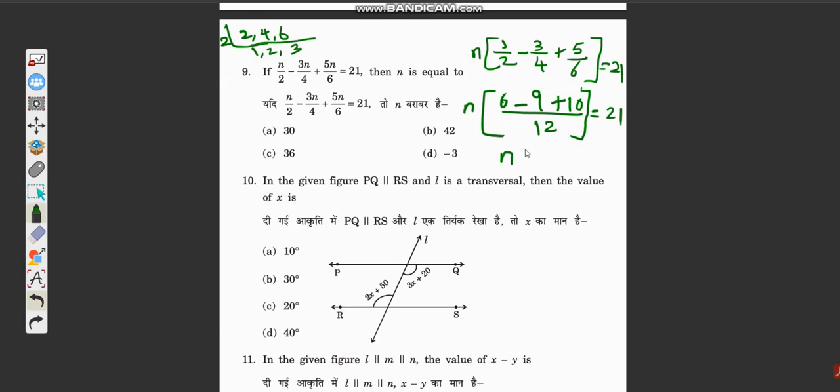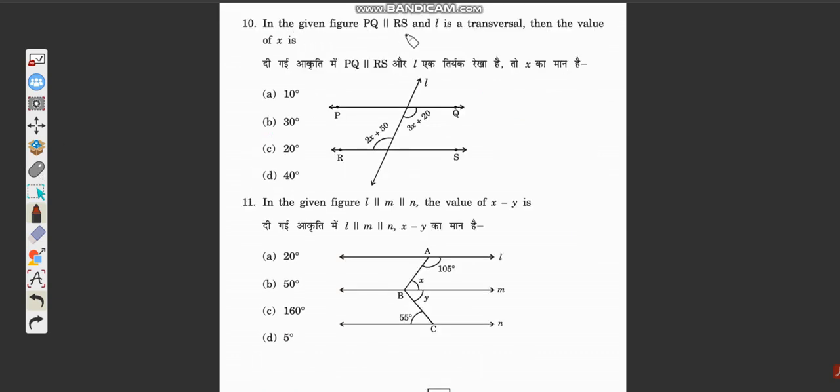So n into 7 by 12 equal to 21. Here the 7 by 12 fraction goes to the right hand side, it becomes 12 by 7, 7 ones 7, 7 threes 21, so 3 twelves are 36 is the n value. So option C.